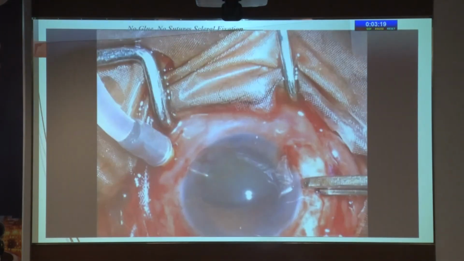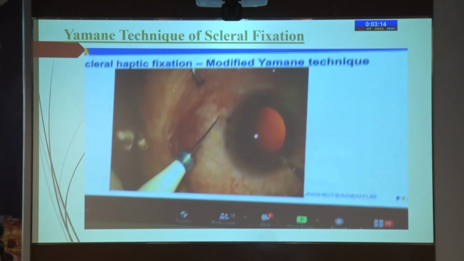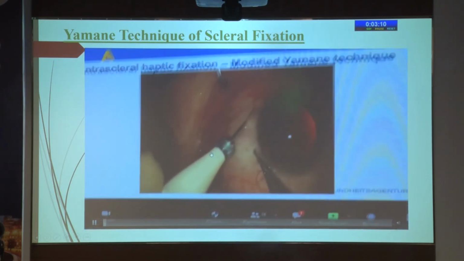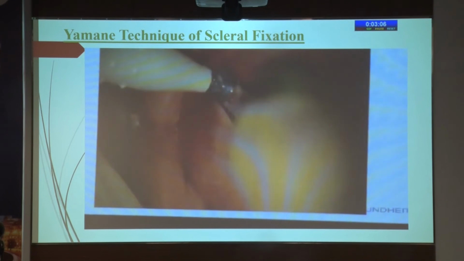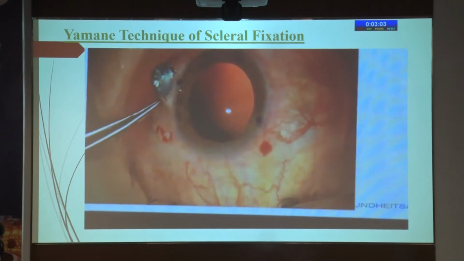There are glued IOLs and then the Yamane technique. In the Yamane technique, an intrascleral tunnel is created. At the end of the intrascleral tunnel, a sclerotomy is done. This is a case of a dislocated IOL.